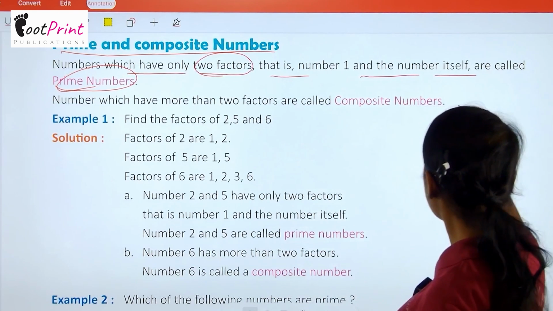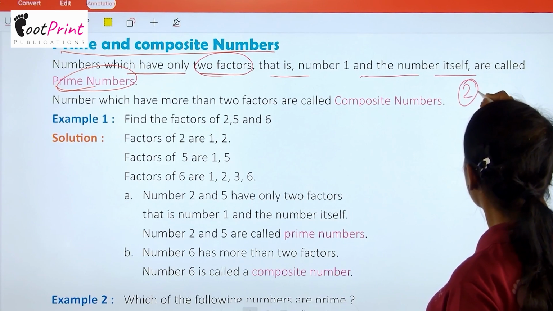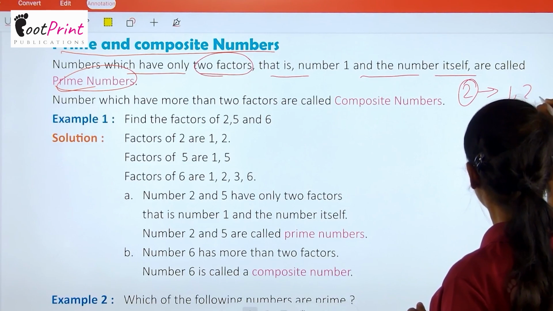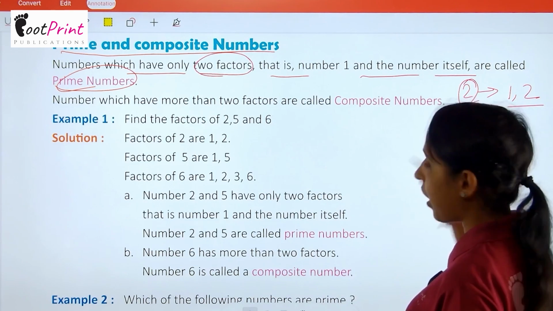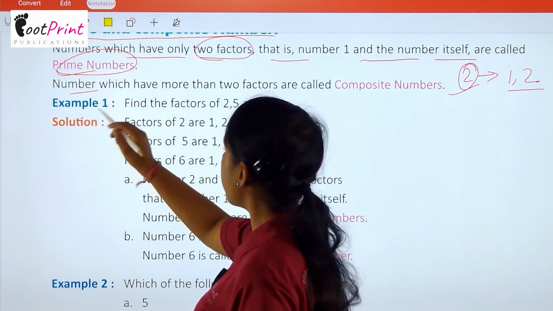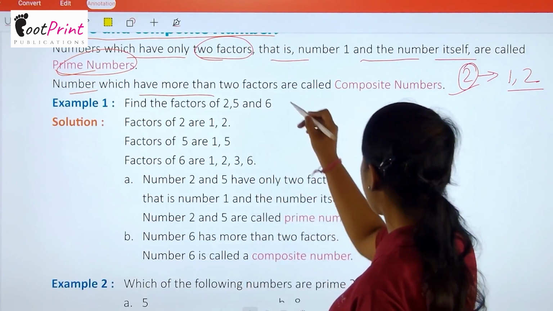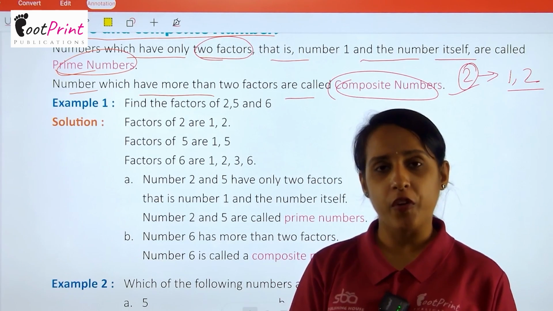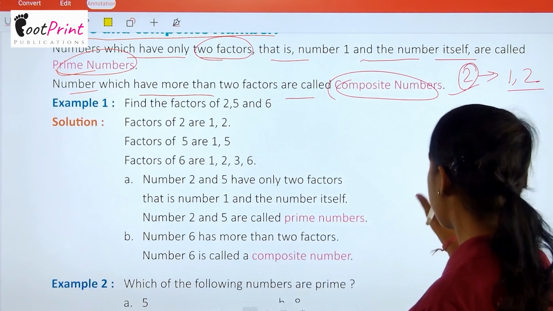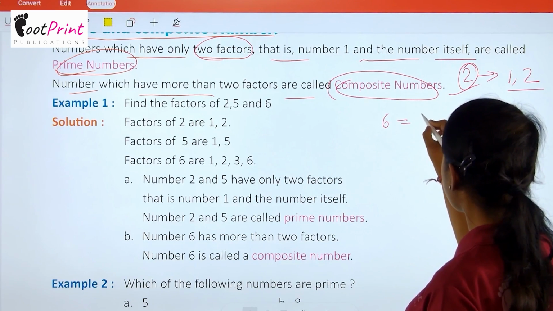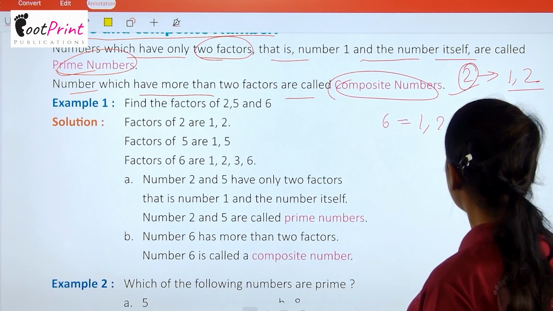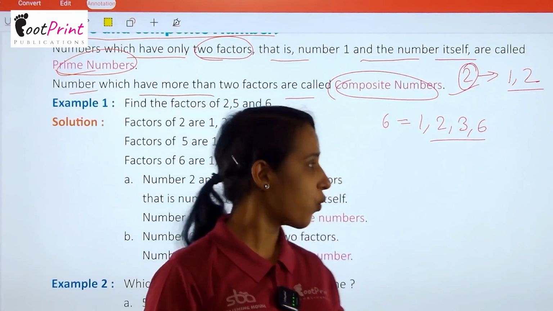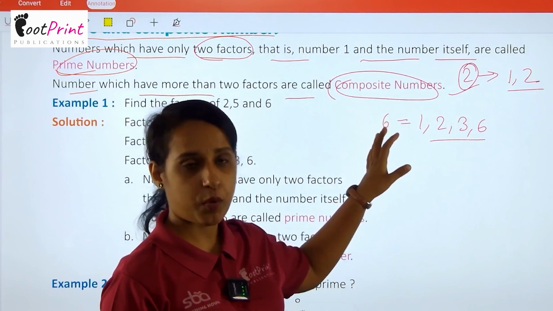For example, here we have 2. So the number 2 has only 2 factors, 1 and 2. Okay? So it is a prime number. Now, a number which has more than 2 factors is called a composite number. For example, 6. If we take 6, so 6 has factors 1, 2, 3 and 6. So it has more than 2 factors. So 6 is a composite number.